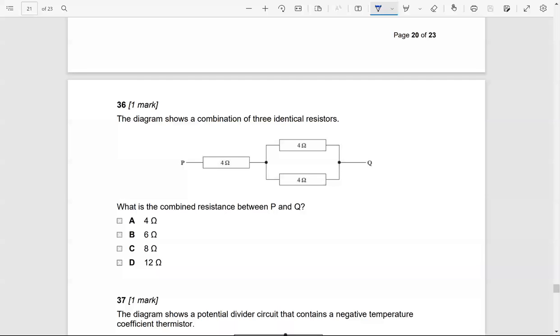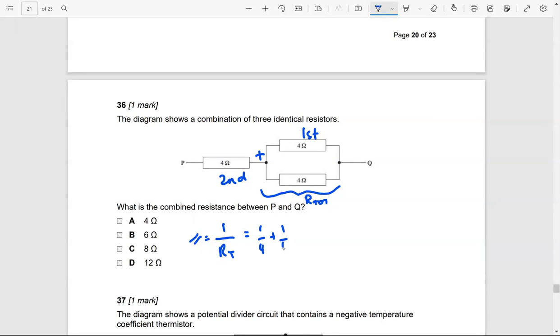To work out the combined resistance between series and parallel resistors, you do the parallel ones first to work out the total resistance in the junction, and then you add any in series. So the total resistance in the parallel is 1/4 plus 1/4, which is a half.